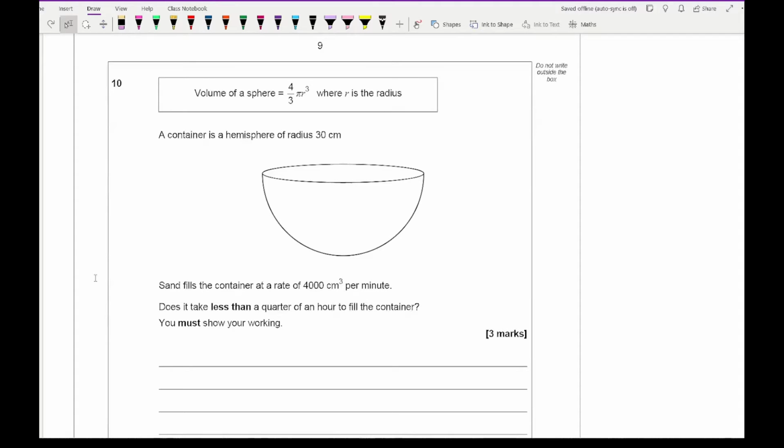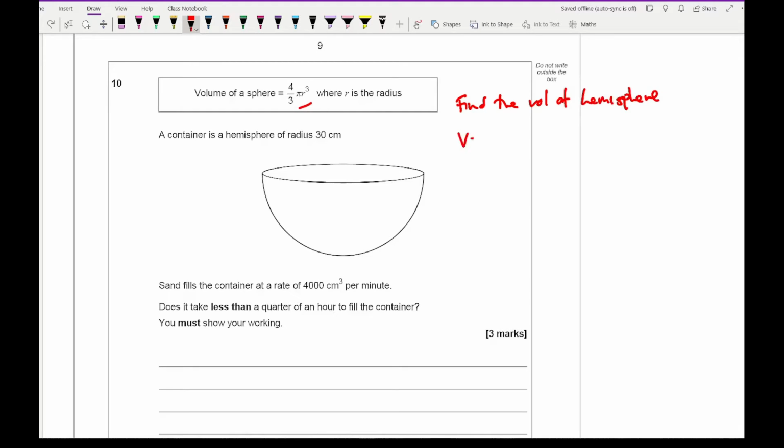Then moving on to question 10, it says that the volume of a sphere is 4/3 pi r cubed. It says the container is a hemisphere with a radius of 30. Sand fills the container at a rate of 4,000 centimetre cubed per minute. Does it take less than a quarter of an hour to fill the container? So what we need to do first is find the volume of the hemisphere. Now, although we've got the volume of a sphere, we need to divide that by 2.